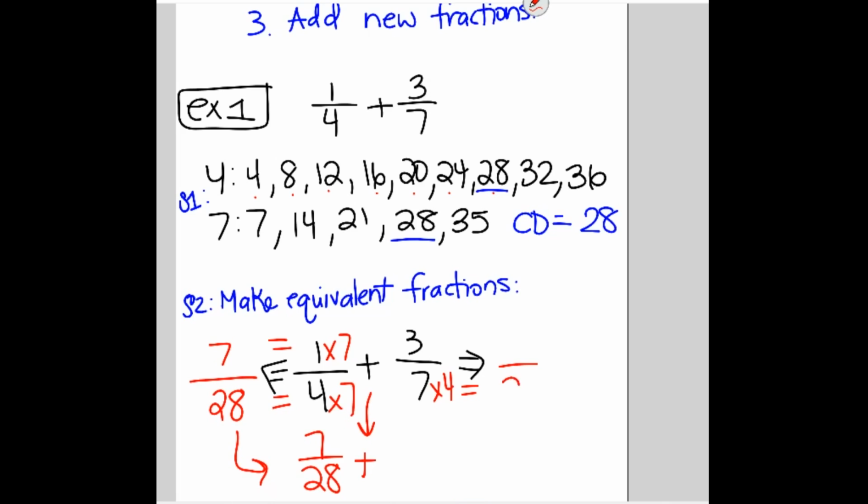And what does that equal? 28. We already learned that. And again, whatever we do to the bottom, we do to the top. So 3 times 4 equals, what is that? 12. Awesome. That's our second new fraction. So now I have 12 over 28. So now we can add this because the denominators are the same. We got it. We did it. It wasn't that painful. It was pretty painless.